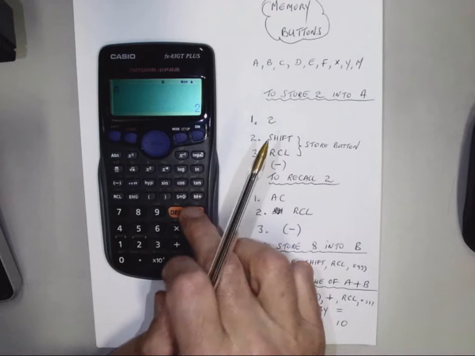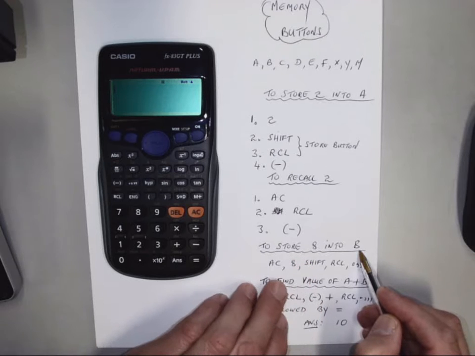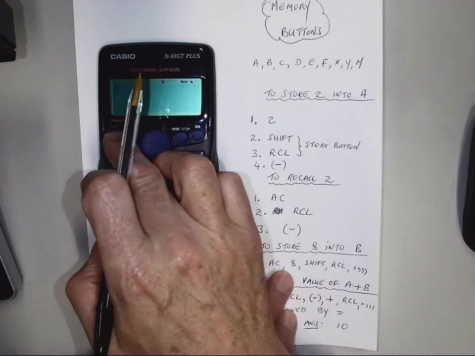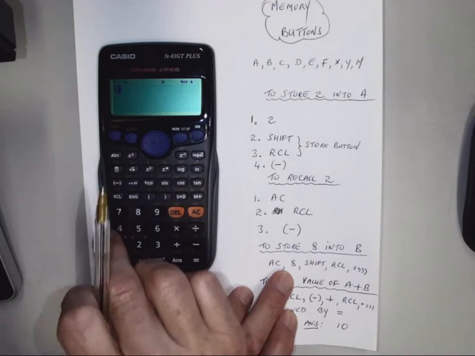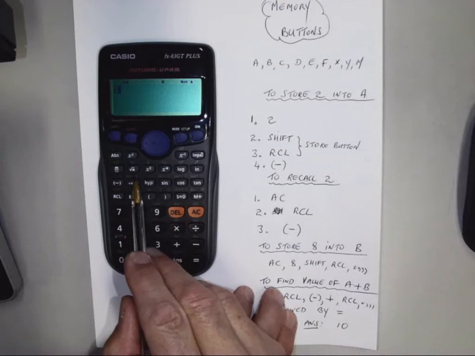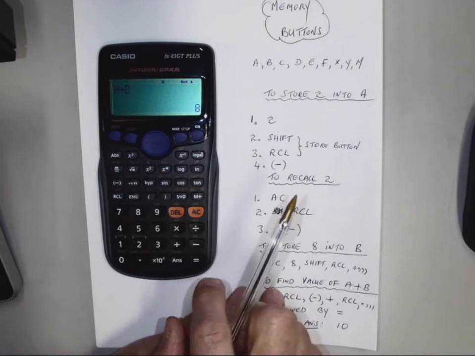Now we'll press clear screen and we'll put 8 into memory location B this time. So we've cleared our screen, 8 followed by shift and then the RCL key. This time we want to put it into memory location B, which is on the degrees, minutes and seconds button. So hit it once and it shows it going into B.